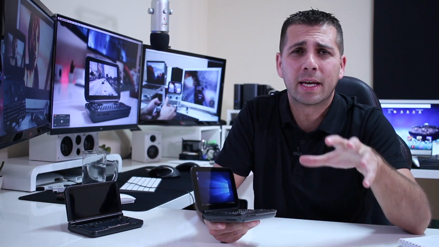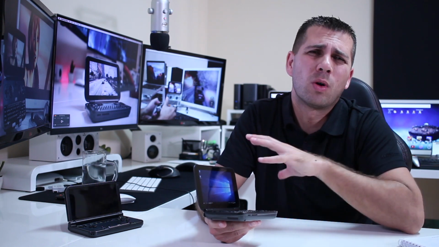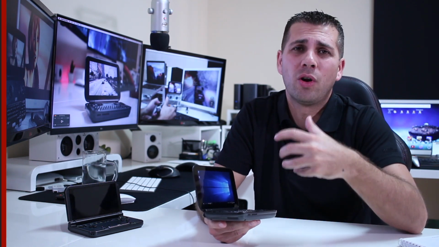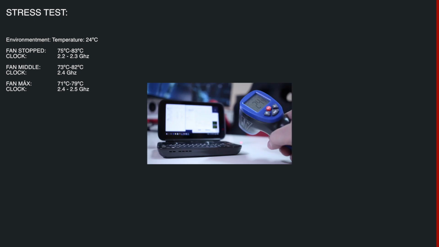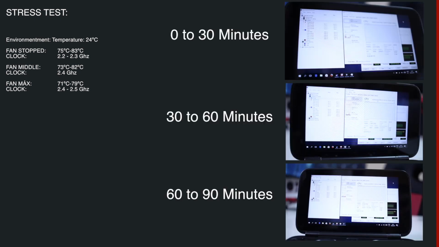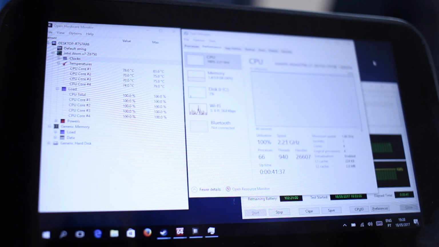Now, getting back to the fan again, I was really curious to see if there was any change using the fan or not. And I'll post some images on screen showing you that my environment, first of all, at the moment of the recording, was 24 degrees Celsius. And without the fan moving at all, stopped, I did stress test the machine for about half an hour, using AIDA64 by the way, and I was getting 75 to 83 degrees Celsius, and the CPU clock was clocking at 2.2 to 2.3.